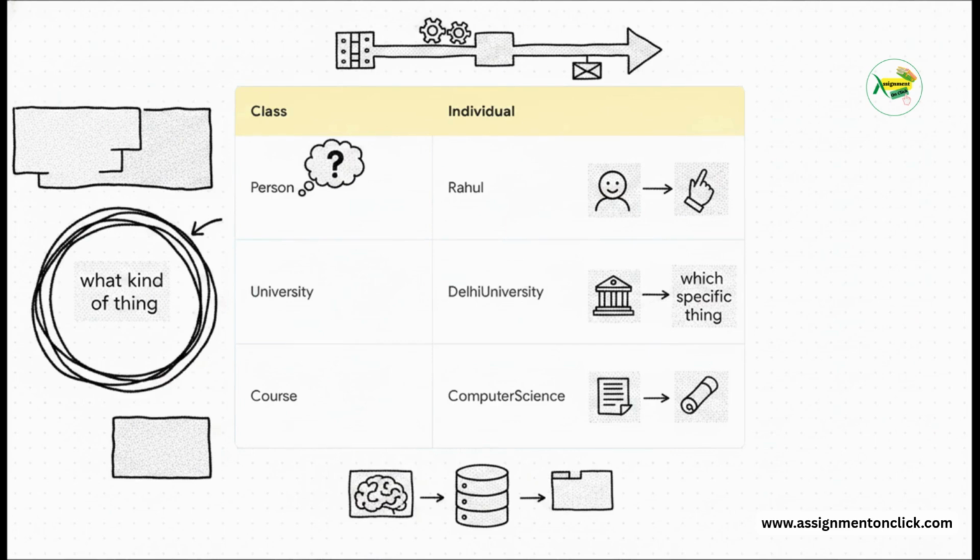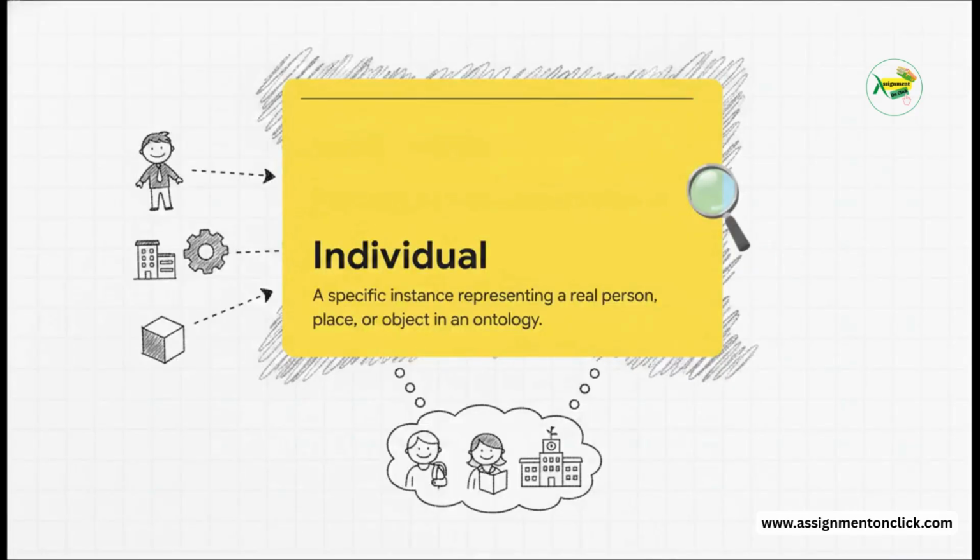The individual represents the exact specific thing we're talking about. So the category is person, but the specific instance is Rahul. The category is university, but the specific individual is Delhi University. To put a formal definition on it, an individual is a specific instance of a class that represents a real person, place, organization, or object in an ontology.